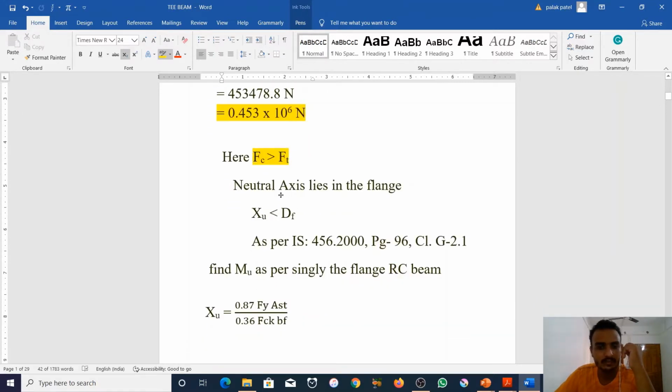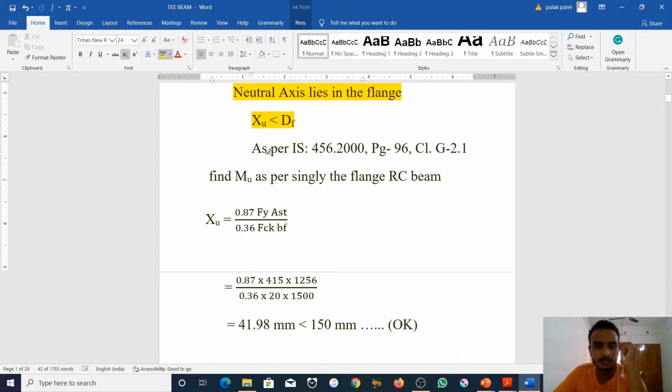So if Fc is greater than Ft, then the neutral axis lies in the flange. At that condition, we have this condition also: xu less than capital Df, which means the neutral axis depth is lesser than the flange depth. Then we have to find the Mu as per singly reinforced beam.